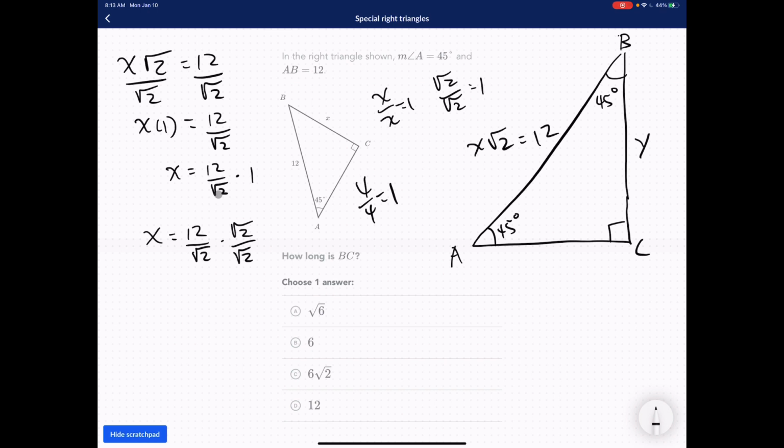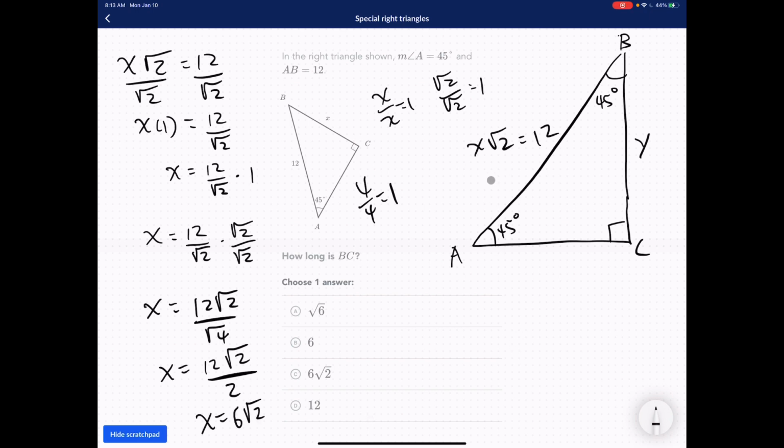So let's take a look. We're going to do 12 over the square root of 2, times the square root of 2 over the square root of 2. 12 times the square root of 2 is 12 square root of 2. And then the square root of 2 times the square root of 2 is the square root of 4, right? The square root of 4 is just 2. So x is equal to 12 divided by 2, which is 6 square root of 2.